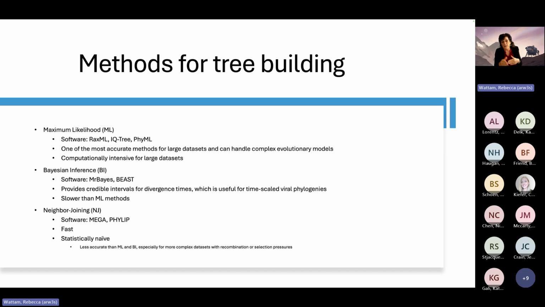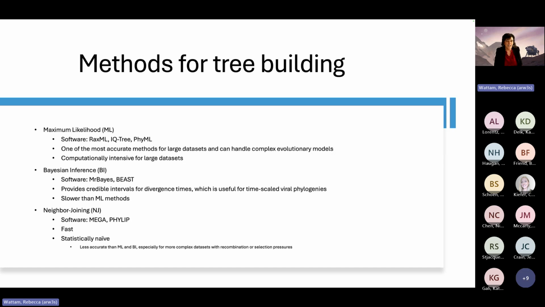It's slower than the maximum likelihood methods. So for something larger like a bacteria, it will be a lot slower. And then there's neighbor joining, which is super fast. And we used to use neighbor joining all the time and use PHYLIP, and I have MEGA there. I've been told by people who develop these pipelines.